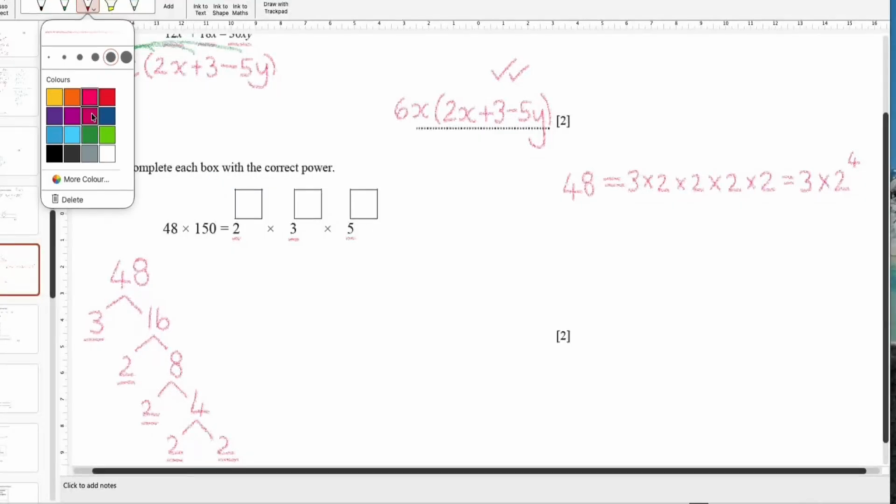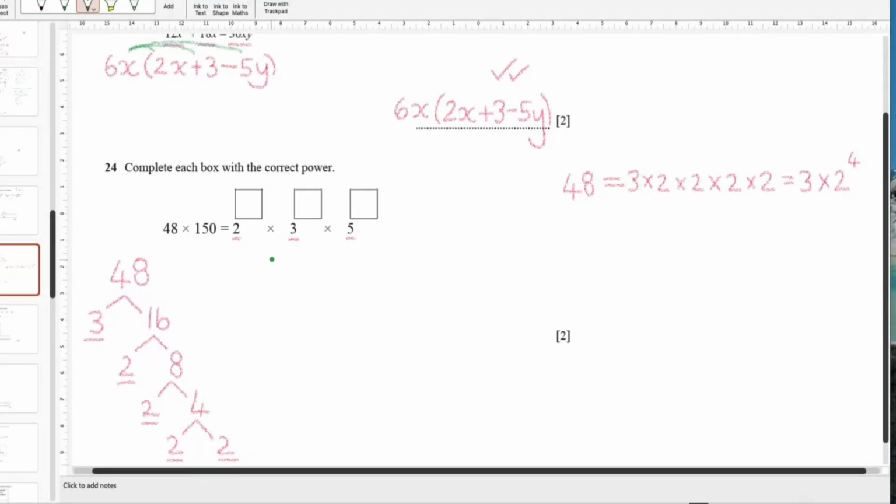Now let's do the exact same with the number 150. Now 150 divided by 3 is equal to 50. 50 divided by 5 is equal to 10. And 10 divided by 5 is equal to 2. So 150 is equal to 3 times 5 times 5 times 2. And in short, we can write it as 3 times 5 squared times 2. Since we have 1 3, 2 5s, and 1 2.